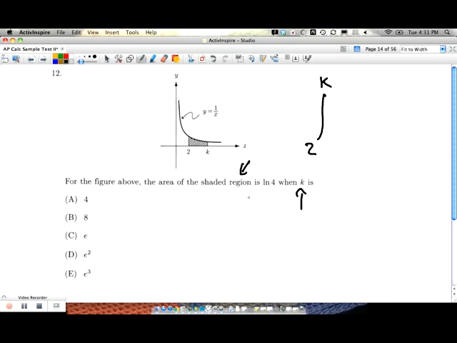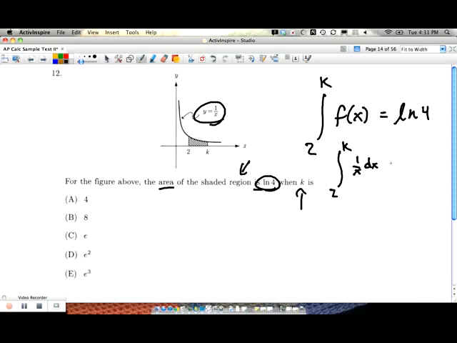We know that the area is natural log of 4. That means that this area of the function is equal to natural log of 4. We actually know what that function is. They gave it to us right here. And we know that we're going from 2 to k of 1 over x dx, and we're going to have that equal to natural log of 4.